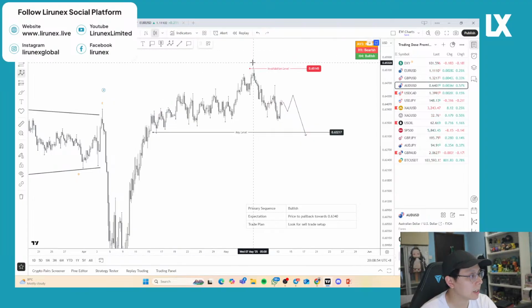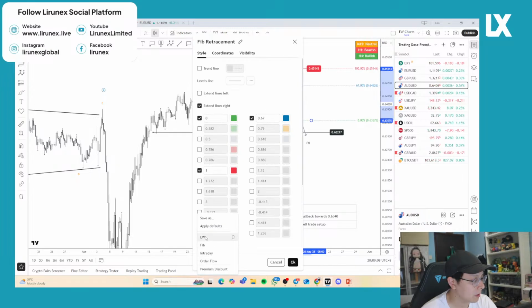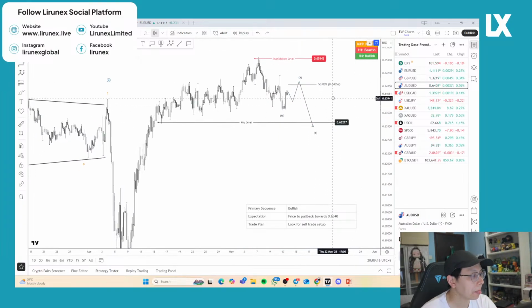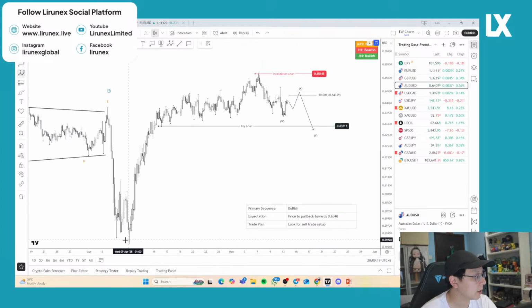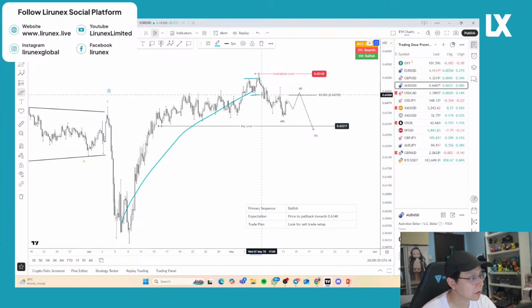So what we are looking at is the possibility of a WXY that looks something like this. If I can readjust that FIB, probably something like that, right? So this is the expectation. You can see this as a leading diagonal potentially, right? We have a little bit of a fake break here, a change of character in terms of SMC structure, and then of course the market came down.